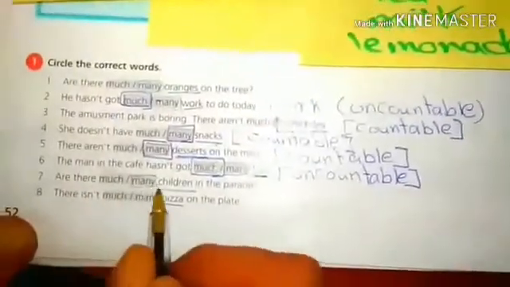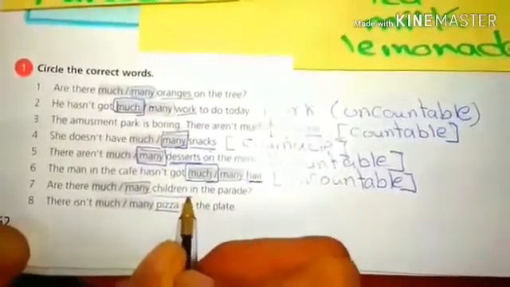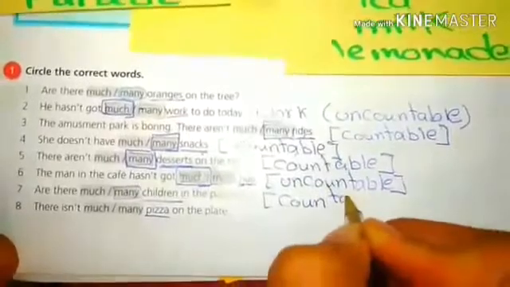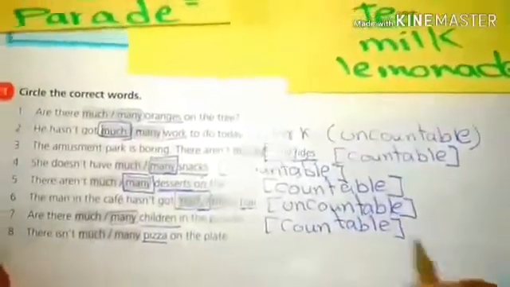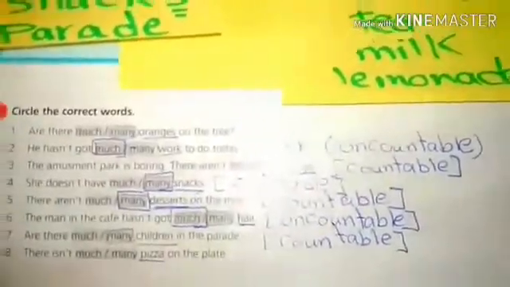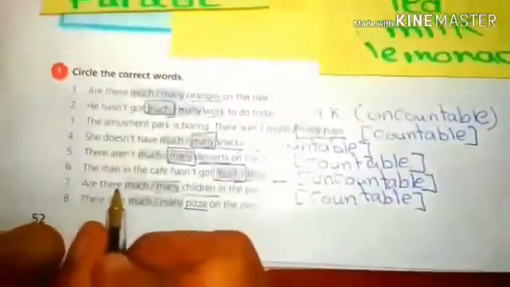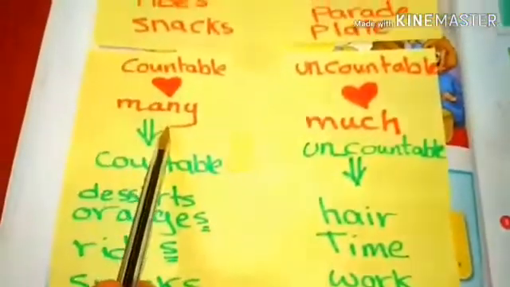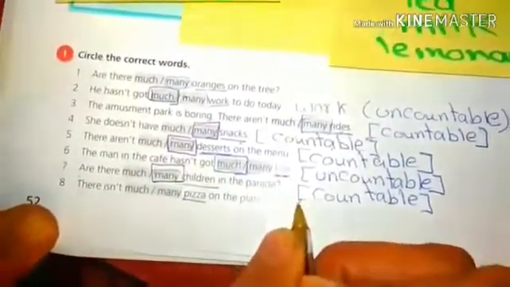Number 7, are there much or many children? Children is countable because it has both singular and plural form. Child, children. As we said before, countable noun loves many. So, are there many children in the parade?